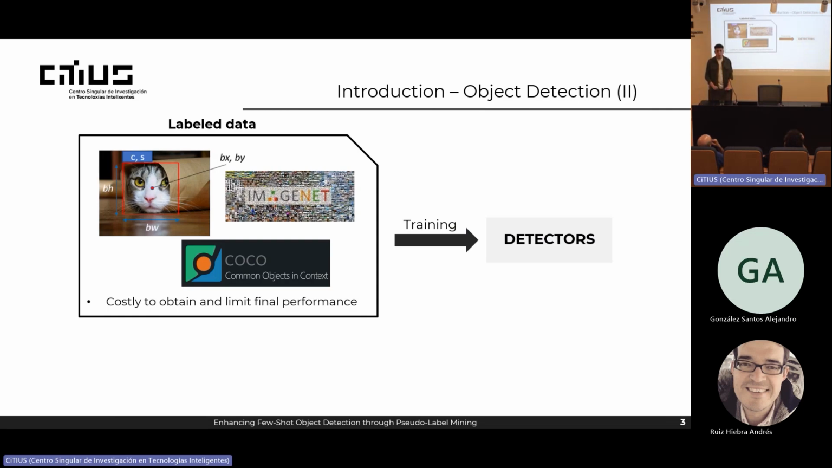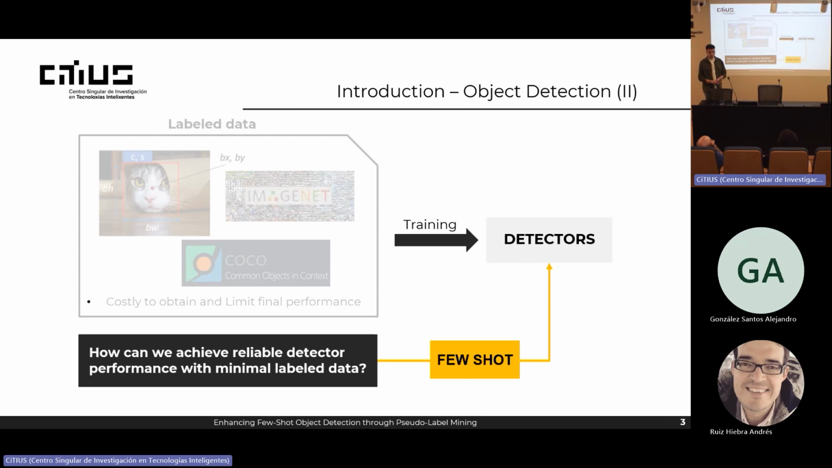Regardless of the type of detector used, they all have one common feature. They need to be trained on large databases of human audited labels. The problem is that this data is usually costly to obtain and also limits the final performance of the detectors. So here the question is, can we achieve good detection performance with minimal labeled data? To answer this question, few-shot learning emerges. In few-shot, what we try to do is extract general knowledge from large collections of base data and adapt quickly to the novel and unseen data.